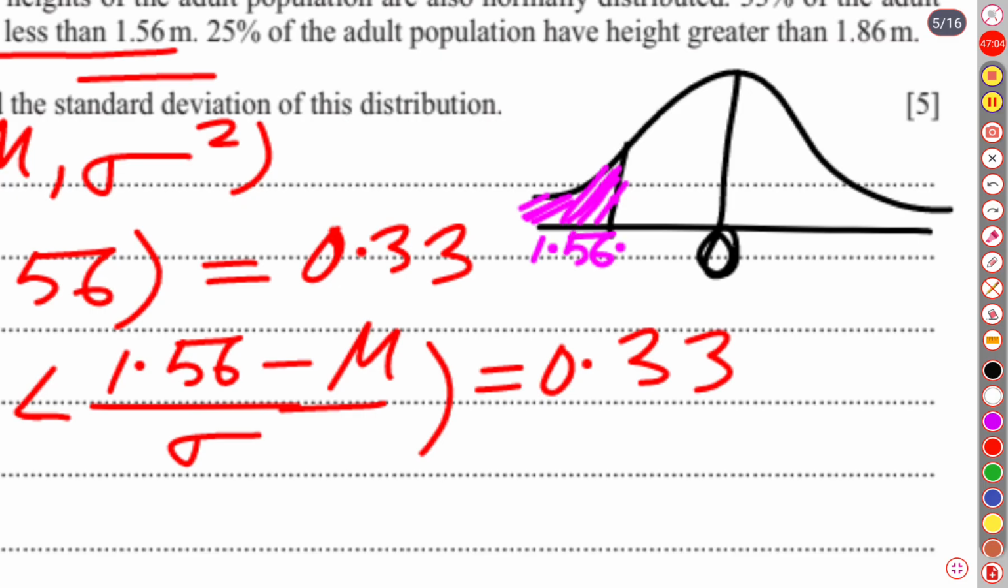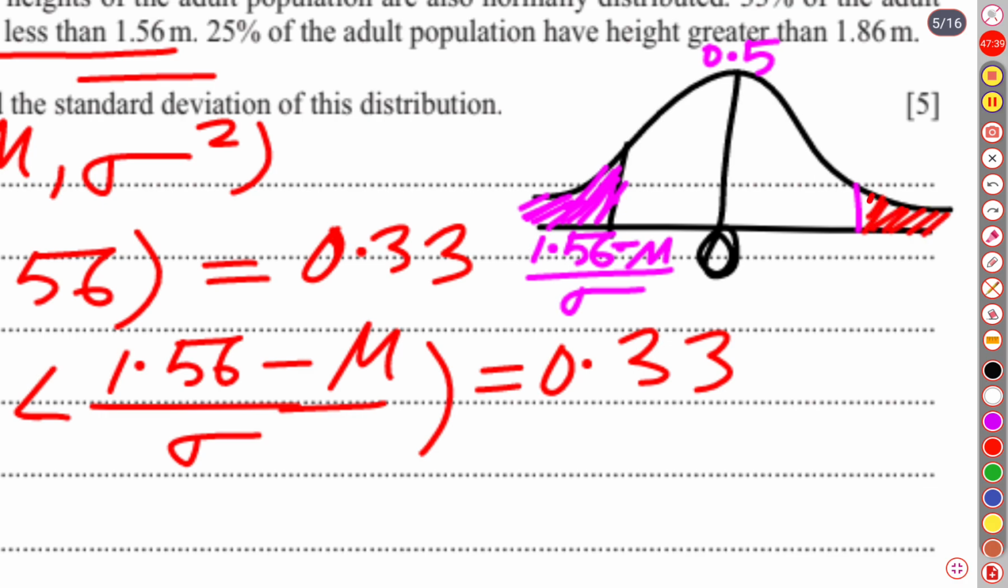Our z score is 1.56 minus mu over sigma, and this is our probability to be obtained. We know that in the normal distribution curve, the midline has probability 0.5, the left part is 0.5 and the right side is also 0.5, and we can find the corresponding probability. This part is our probability to be obtained.